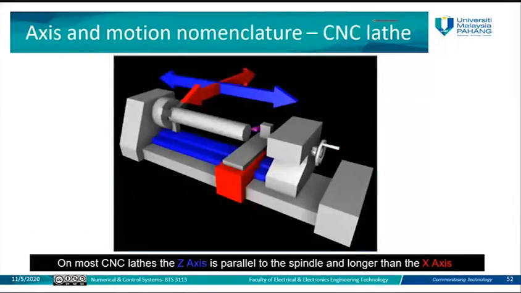Next we have here the CNC lathe, and the CNC lathe usually consists of 2 axes, it's a machine of 2 axes. Most CNC lathes have the Z axis in parallel with the spindle. So the Z axis here is represented by the blue color, and the x-axis is represented by the red color in this way. The spindle will move in the z-axis toward the workpiece or away from the workpiece, and also the x-axis will move in this direction here, either left or right.